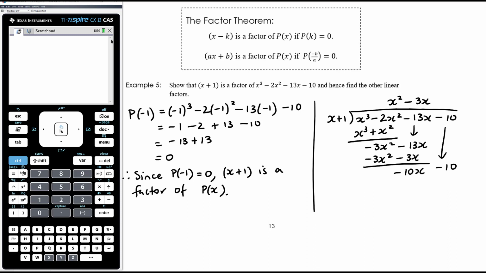And then we bring down our next term. What would we have to multiply x by to get negative 10x? That'll be negative 10. Multiplying negative 10 by x plus 1 is negative 10x minus 10, and so that confirms we get a remainder of 0.